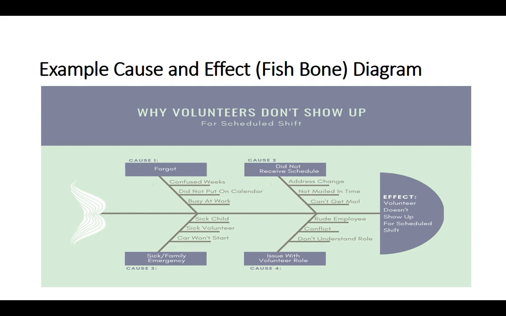Then rude employee. Below there, an issue with the volunteer role. There's an issue with the volunteer role. The employees are too rude. There are conflicts at work. The volunteer is not turning up. Those are issues with the volunteer's role. Then didn't understand the role. The volunteer didn't know that role.